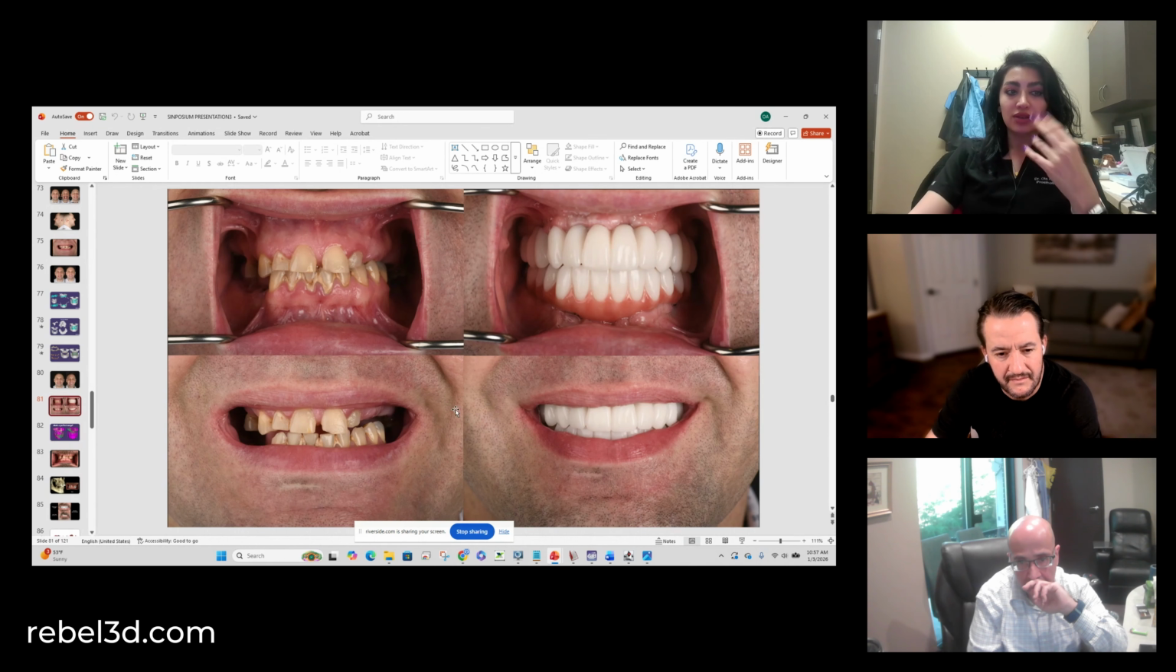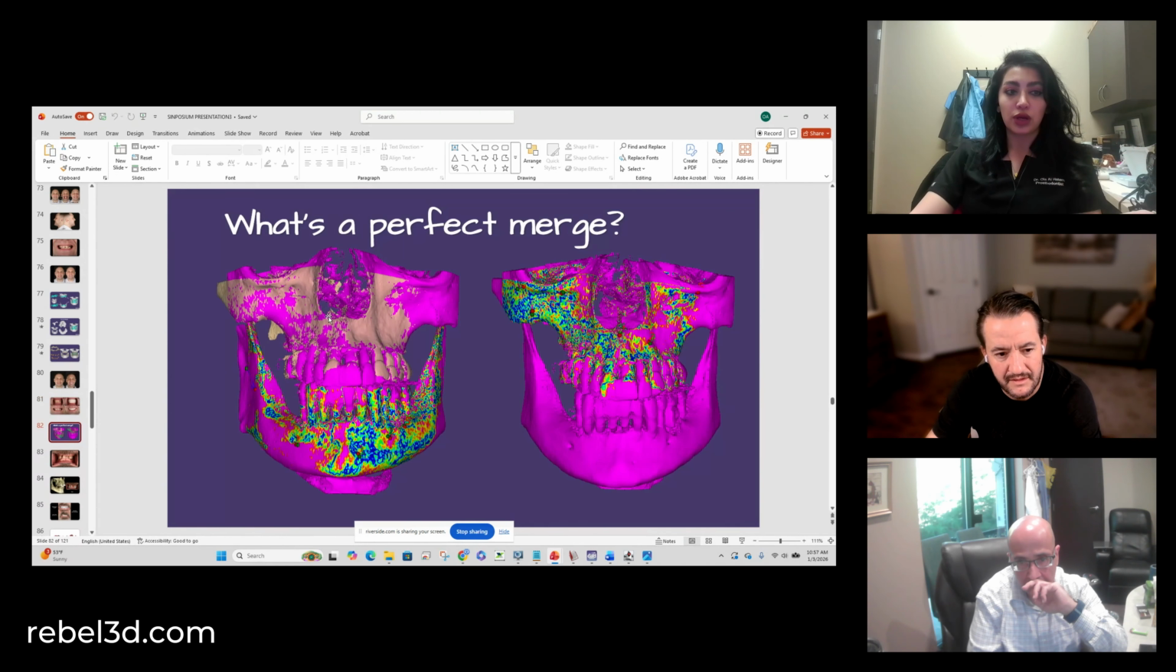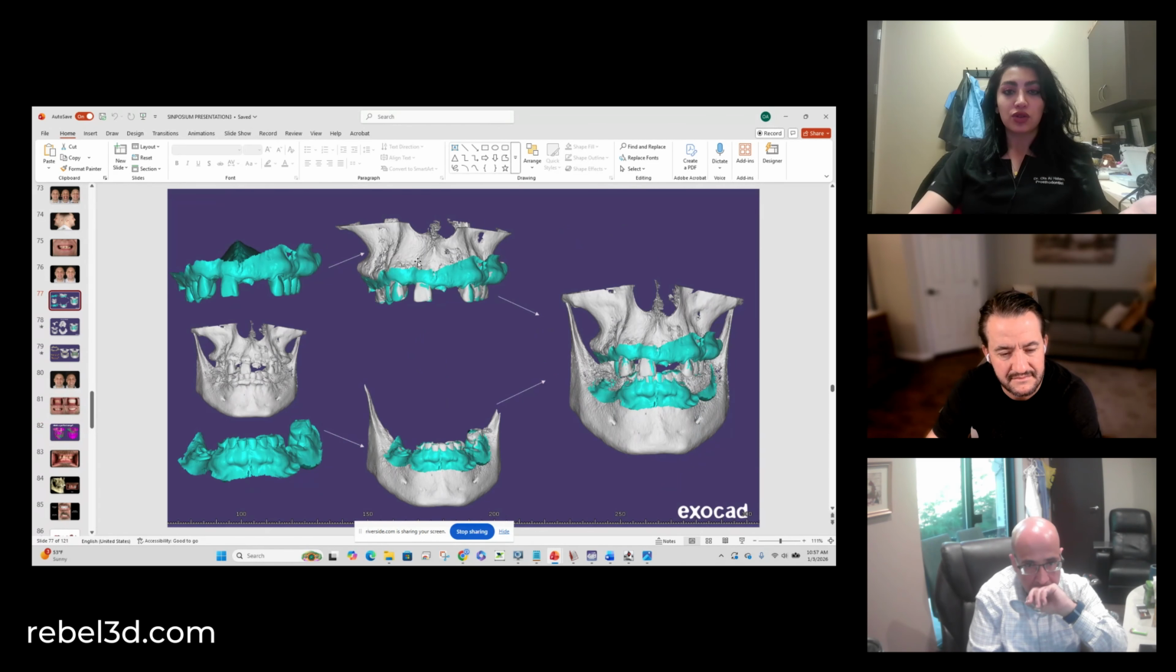So essentially, this is the workflow. Whenever you're doing this kind of merge, you're looking for the rainbow map. If you see purple, it means it's an inaccurate merge. Undo and try to select more points. The beauty about those kind of merges that I was mentioning here is that you have so many landmarks that you can use to merge.